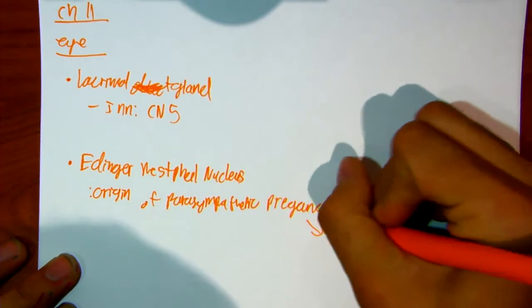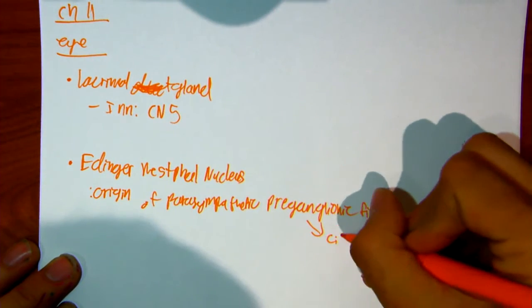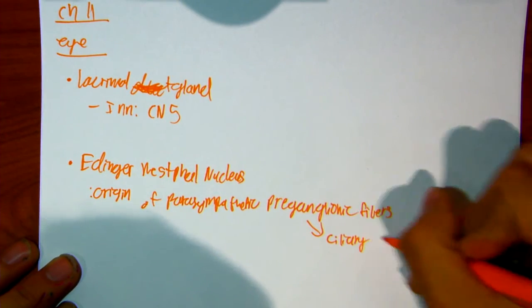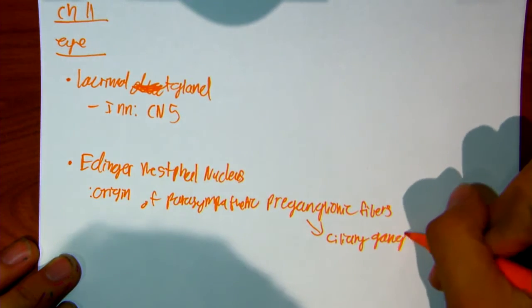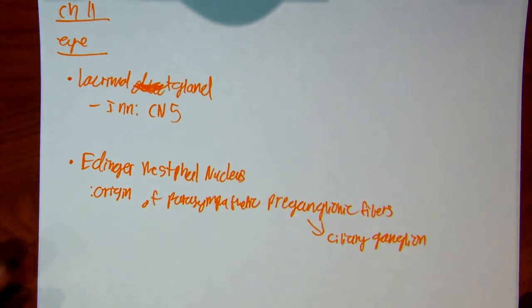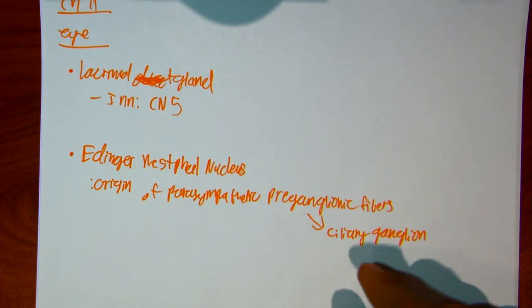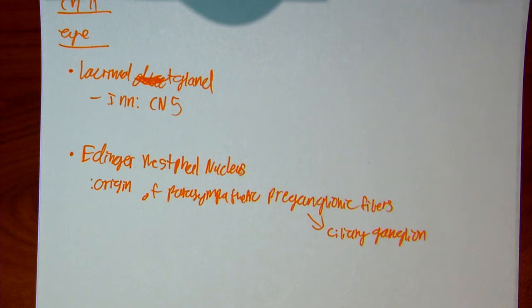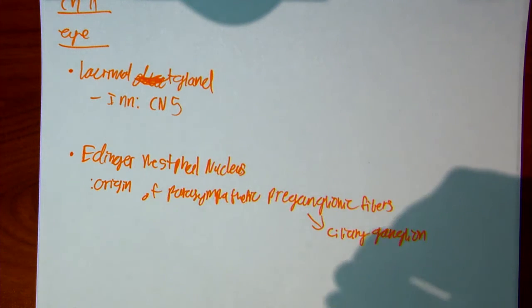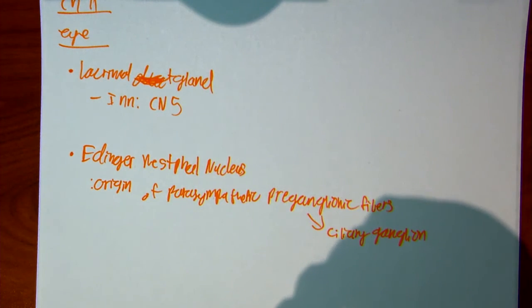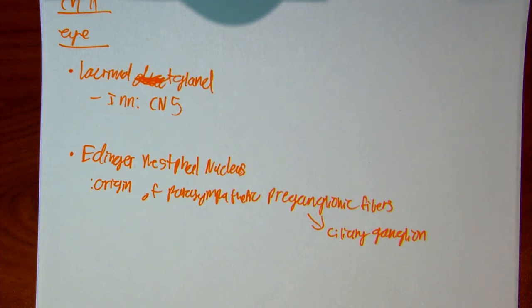For example, coming from this, you'll have the ciliary ganglia, or the ganglion. This is an important thing to know. The ciliary ganglion, you can see in the transverse cut of the orbit. You can see the ciliary nucleus. You cannot see the Edinger-Westphal. It's important to know based on content.